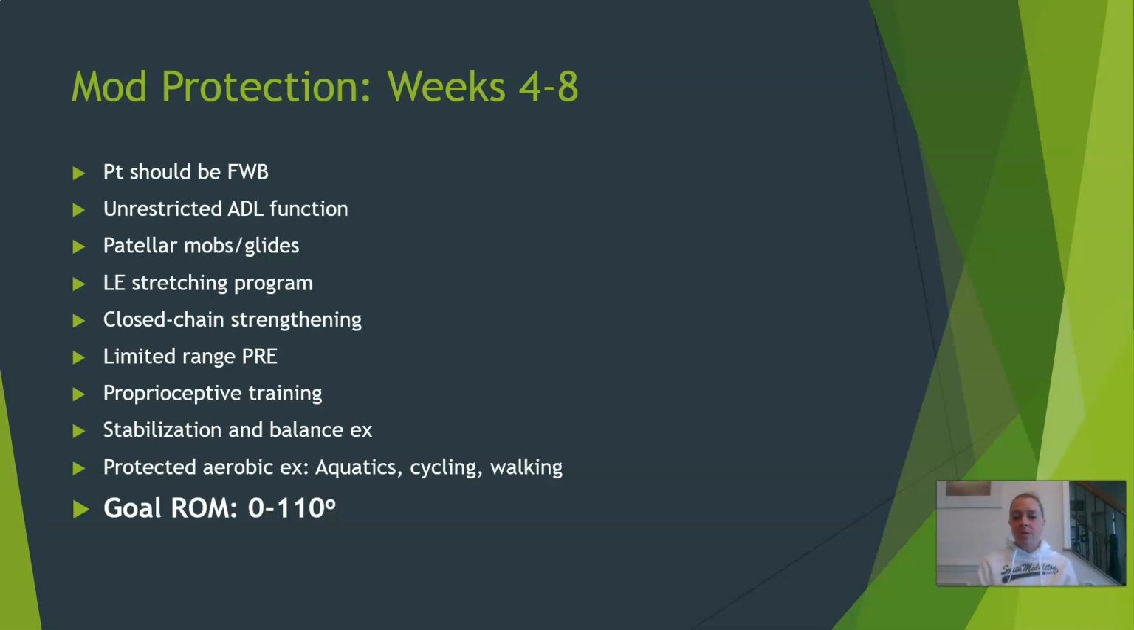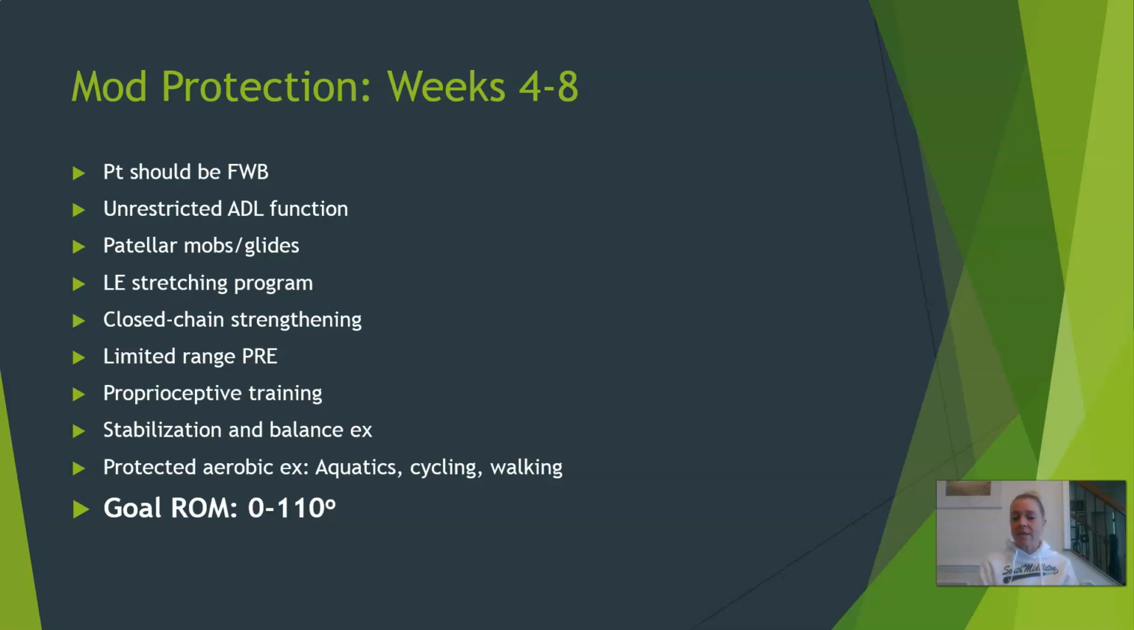We can do some limited range progressive resistive exercises. Because again, they might not quite have full range of motion back at their knee yet, but just continue to strengthen whatever range they do have. We're going to do some proprioceptive stabilization and balance exercises at this point. And then we also want to try to work on some cardiopulmonary endurance type activities, so some aerobic exercises, and still try to protect that knee.